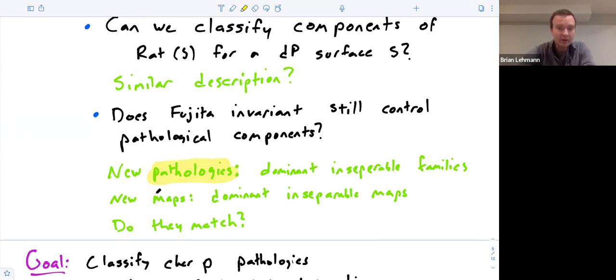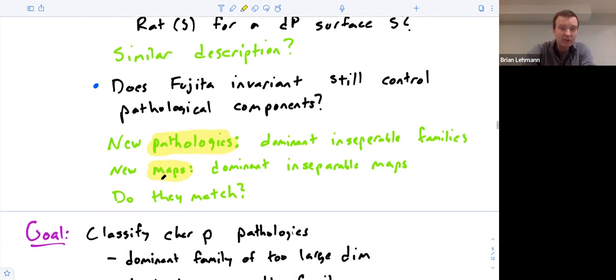On the other hand, we also have new examples of maps which can have larger Fujita invariant. So dominant inseparable maps, like purely inseparable covers, can sometimes increase the Fujita invariant. So we get these new examples in characteristic p. And the question is, do these two phenomena match up? Can we explain the presence of dominant families of inseparable curves using the Fujita invariant in the same way?